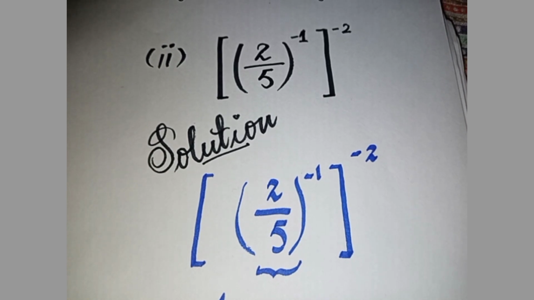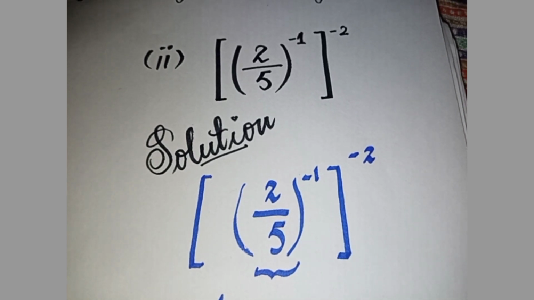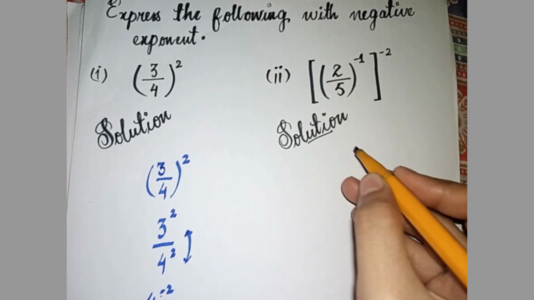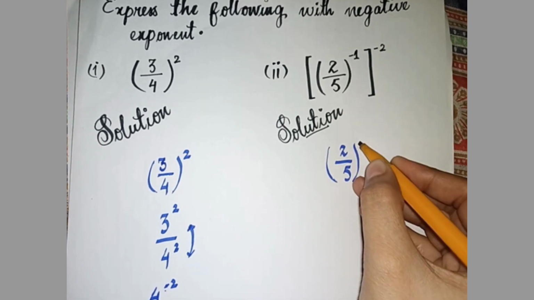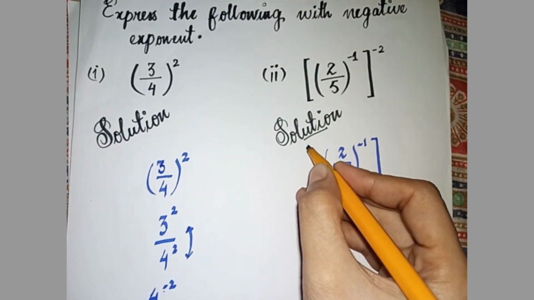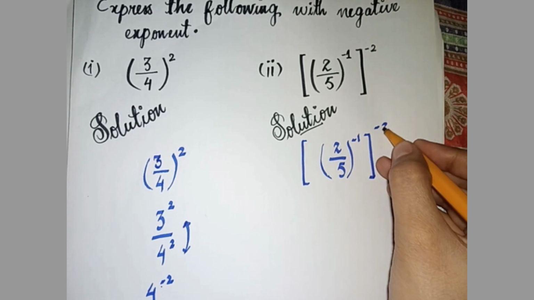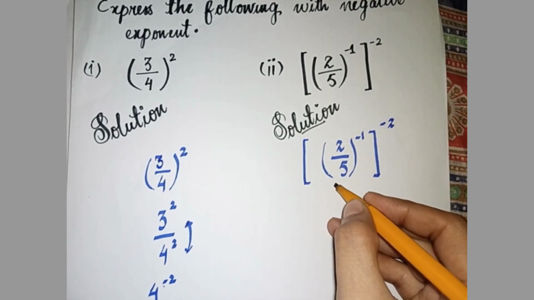Question 2 is a bit more complicated, but I promise we will make it easy to understand. First, we need to simplify the expression inside the brackets. To do this, we can use the rule that says when we have a negative exponent, we can flip the fraction and make the exponent positive.